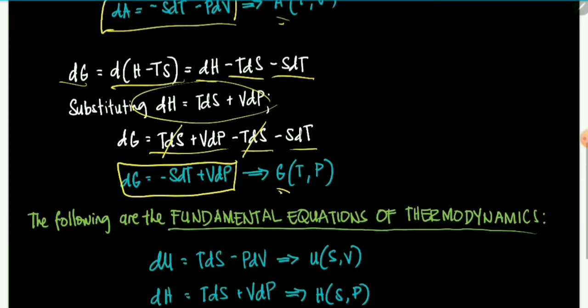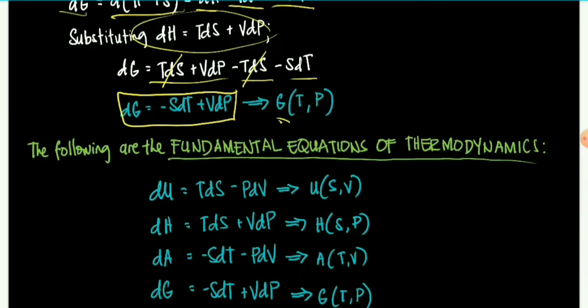So now, the four equations we derived are called the fundamental equations of thermodynamics. For dU, we have TdS minus PdV, dH is equal to TdS plus VdP, dA is equal to negative SdT minus PdV, while dG is negative SdT plus VdP. So, our state functions are now functions of state variables as well. S, V, pressure, and temperature are all state variables, so we have no path functions here.